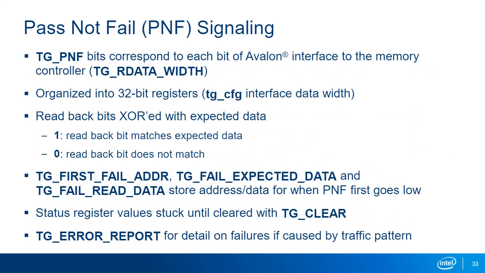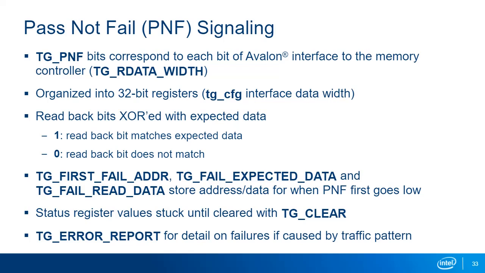The bits of the TG PNF register are the key to analyzing when and where failures occur when sending a traffic pattern to the memory. Each TG PNF bit corresponds to a data bit on the AMM interface to the EMIF IP. So with a TG RData width of 512, there would be 512 bits in TG PNF.